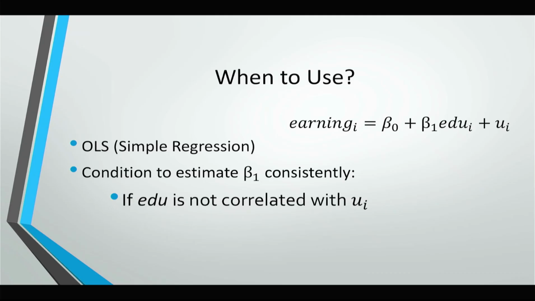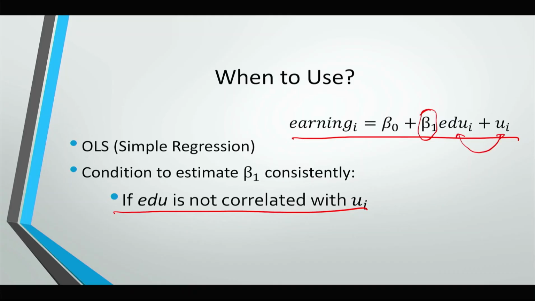Let's just start. It is given here, one OLS. This model is the return to education model, which says that if a person has higher years of education, he will earn more, right? So earning depends on education. We will be able to estimate beta 1 consistently if education is not correlated with the error term. If these two are not correlated, then we will be able to estimate this beta 1 consistently.